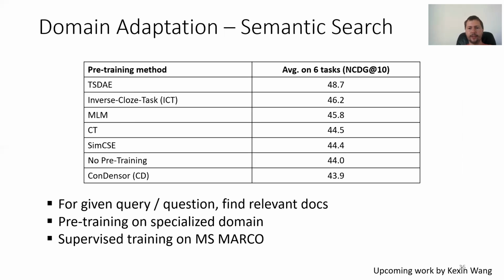We also tested it for semantic search. So we did unsupervised training on 6 specialized domains, and then we trained with MS Marco, and we tested different approaches. The best approach is TSDAE, where you get a performance of 48.7. If you do not do any pre-training, the baseline is at 44, so you get a 4.7 point improvement. The second best approach is inverse cloze task, where you delete certain phrases from a paragraph. And then we have the other methods, MLM, CT, SimCSE, and Condenser. If you're interested in this, this is upcoming work by Kexin Wang.